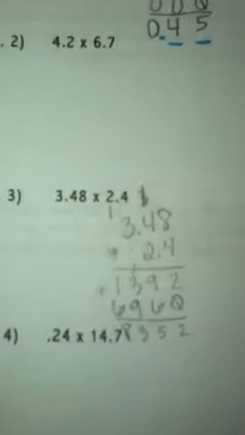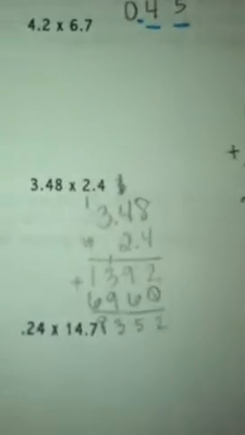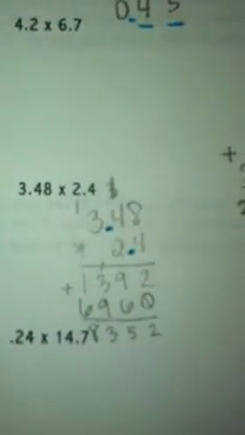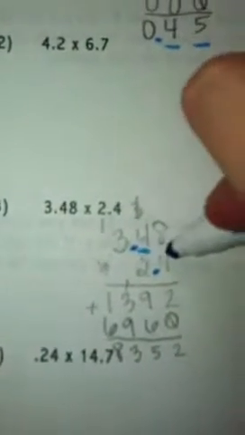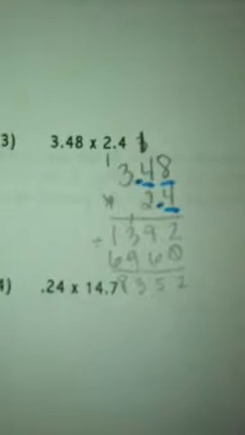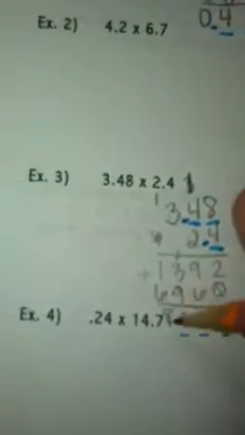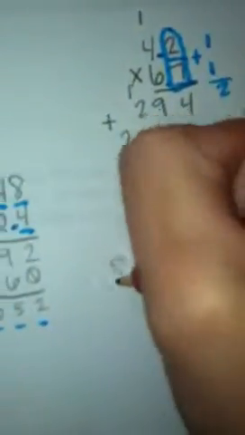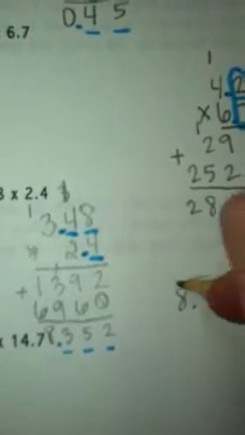Okay, and then we need to count up all the numbers that come after decimal points. Here are our decimal points. We've got a total of 1, 2, 3 numbers that come after a decimal point. So you need 1, 2, 3 at the end of your problem. So your answer would be 8 and 352 thousandths.